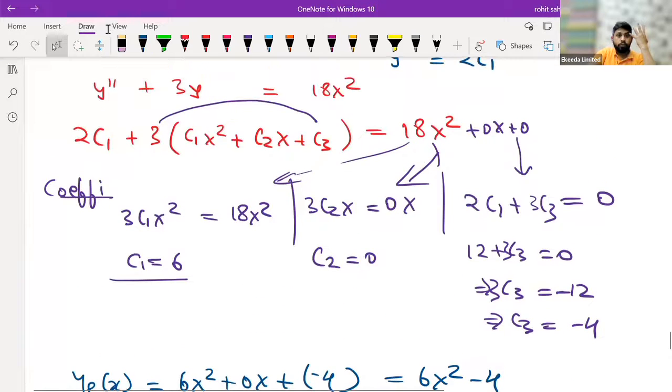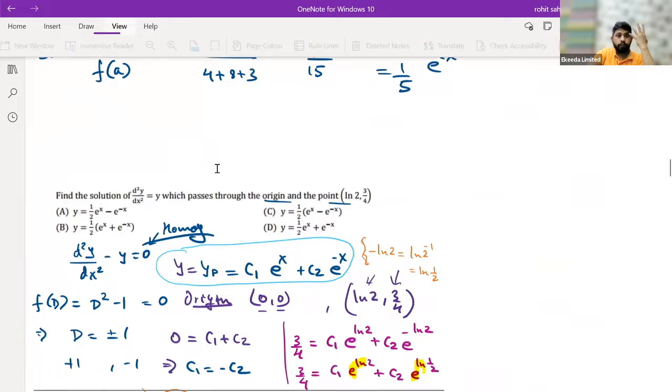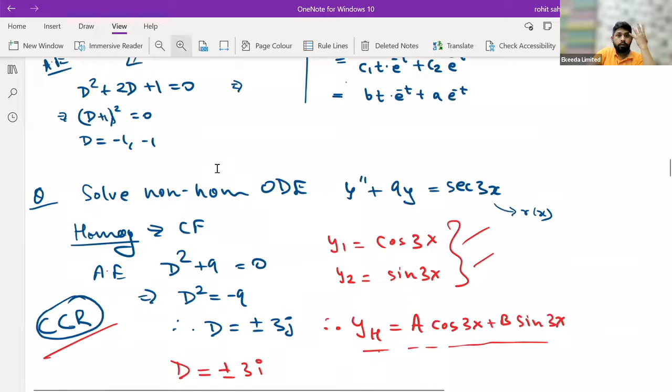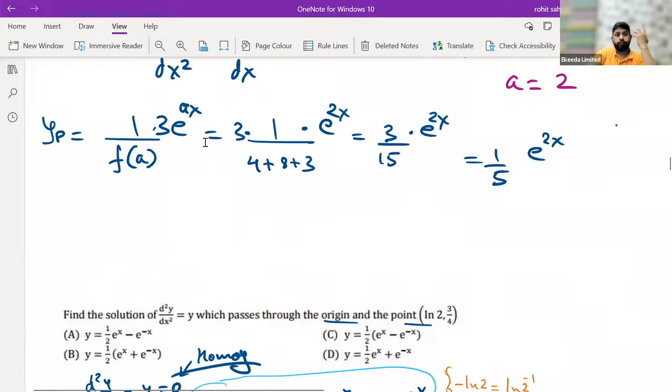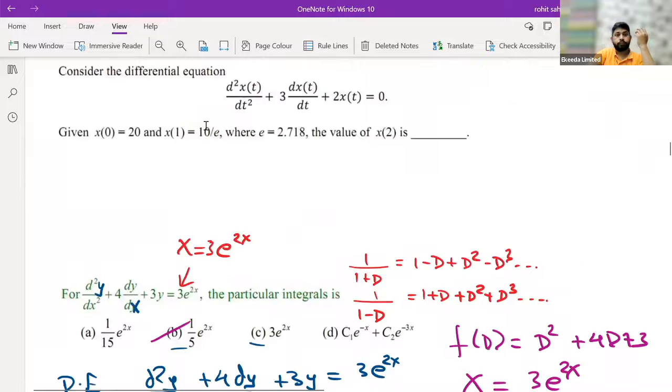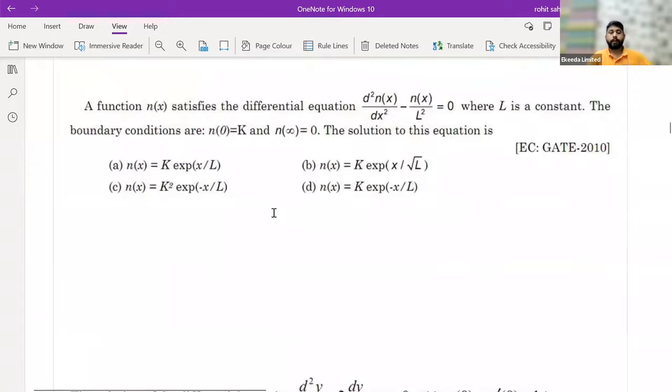I want you to solve this question. Please try solving this question, it is for you. This could be the last question for you.